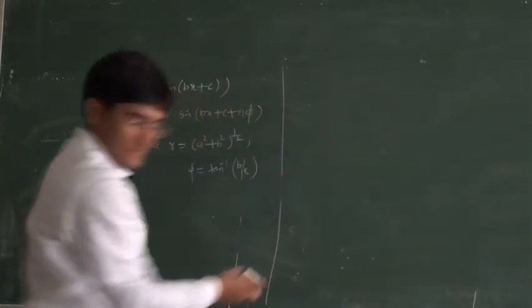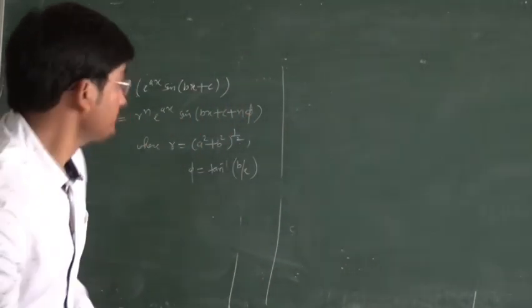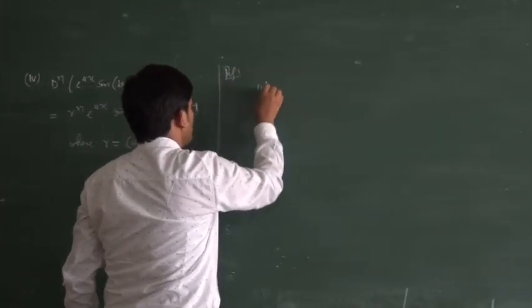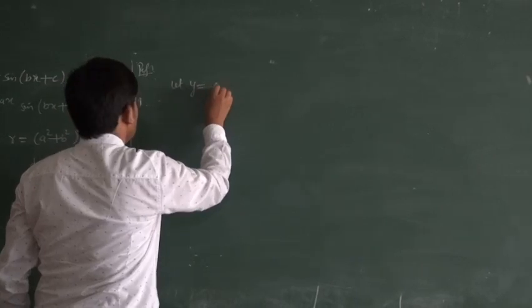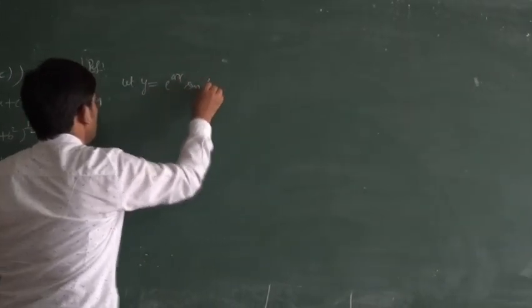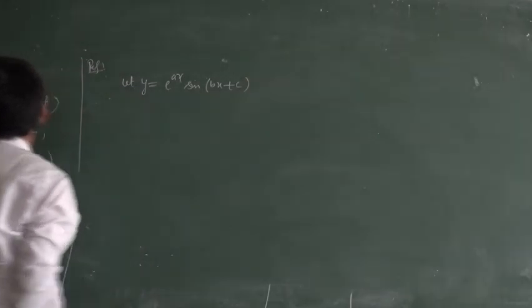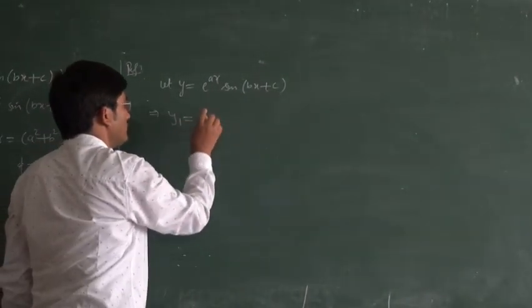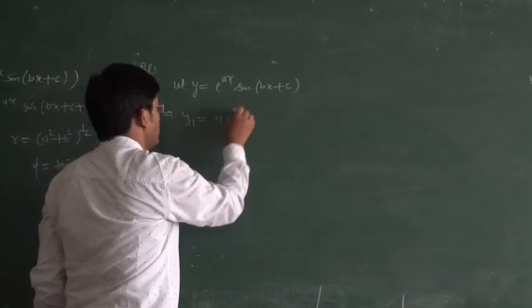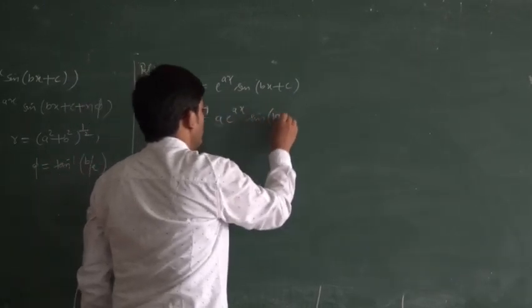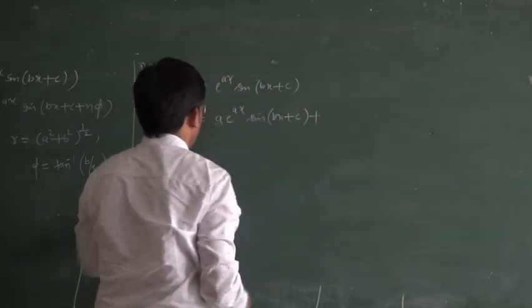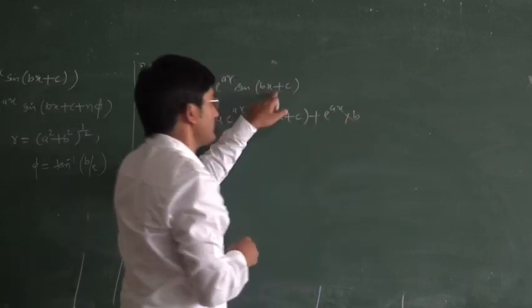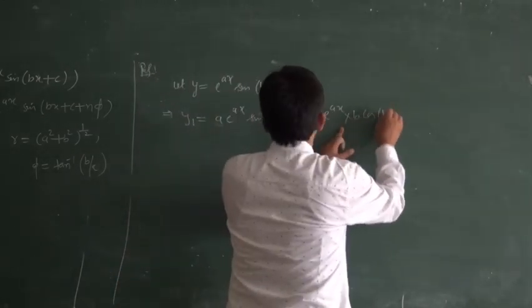So the proof, let us assume this one as y. So your y will be e^(ax) into sin(bx+c). So one time differentiation, y1, will be differentiation of e^(ax), which is a times e^(ax), then we will have sin(bx+c), plus e^(ax), and then differentiation of sin will be cos, and differentiation of bx is b. So we have b into cos(bx+c).